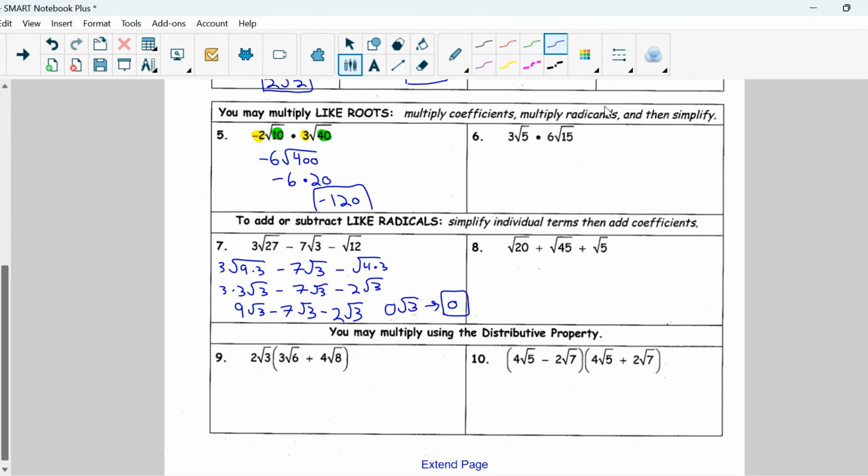Okay? The key takeaway here is you need to have the same radicals in order to add or subtract. Okay? Try 8 on your own, and we will take a look at that one during class.